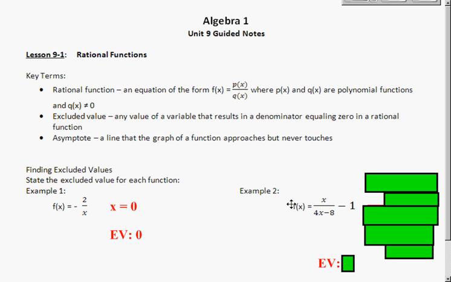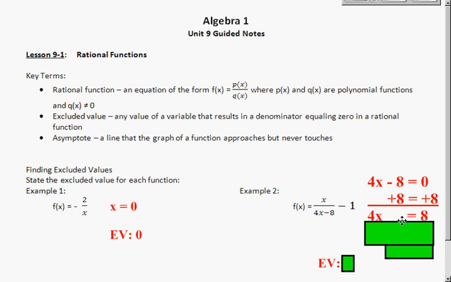Example 2, again, here's your denominator, 4x minus 8. That is what we'd want to set equal to 0. And when you solve it, it's just like solving equations. So we would add 8 to both sides. We'd wind up with 4x equals 8. Get x alone, divide both sides by 4. And we find out x equals 2.